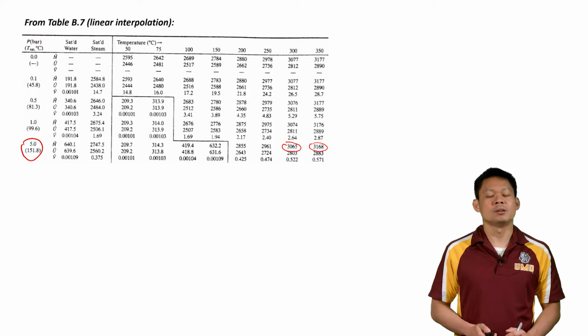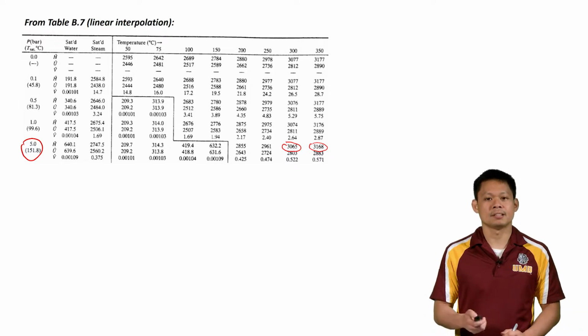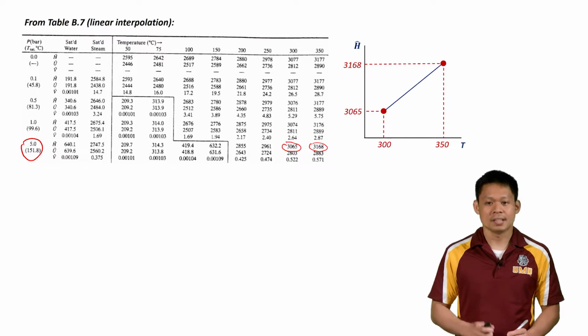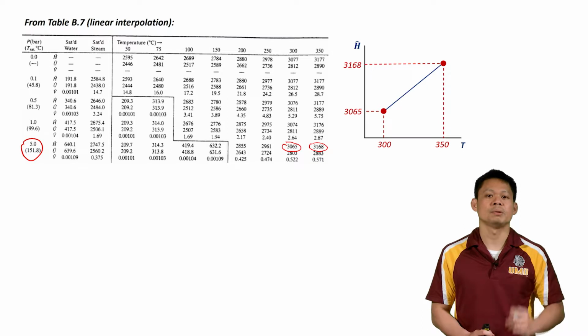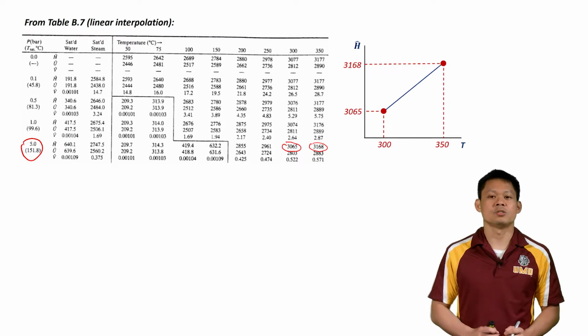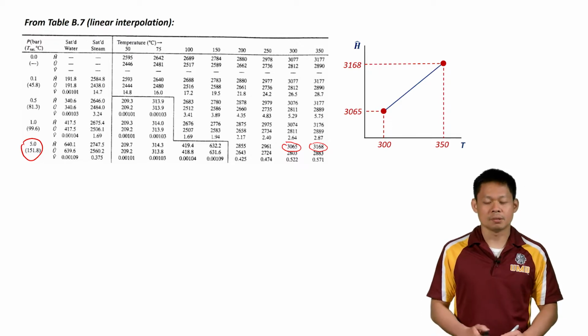We're going to use linear interpolation. We have done some linear interpolation in the past, but let's review what that is. What we are saying is that between 300 and 350 degrees C, we have these two enthalpy values, and all we can assume is that the trend between them is a straight line. So there's a couple of ways you can do this in terms of linear interpolation.